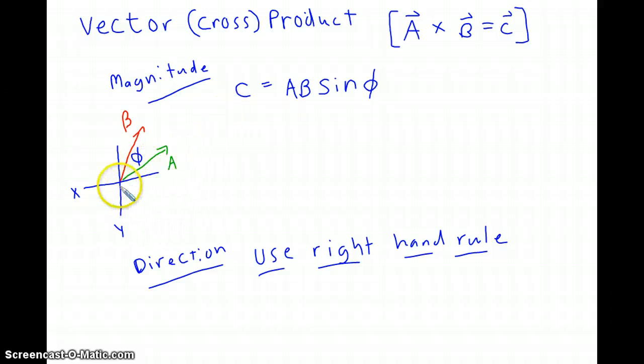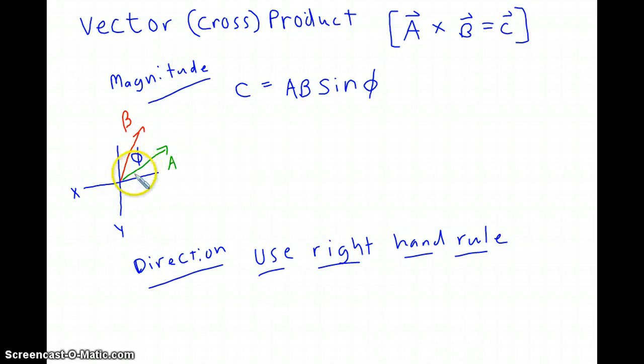The direction, if we are in the XY plane as shown, the right hand rule basically says put your fingers in the direction of vector A, the first vector, and arrange them so they will curl towards vector B. So I would put my hand out like this and curl my fingers this way. And what that does, when I curl my fingers, it will naturally point my thumb in the correct direction.